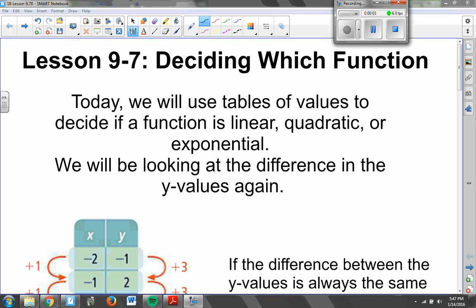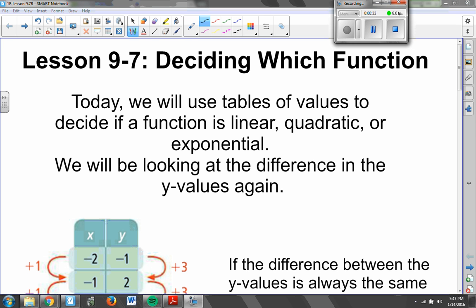All right, Algebra 1B students, welcome to part 2 of lesson 9-7, where we decide what type of function is a good model for a specific set of data. Today, we're going to use tables of values to decide if a function is linear, quadratic, or exponential. In our last video, we used graphs to do that. In this video, we are going to use tables of values.